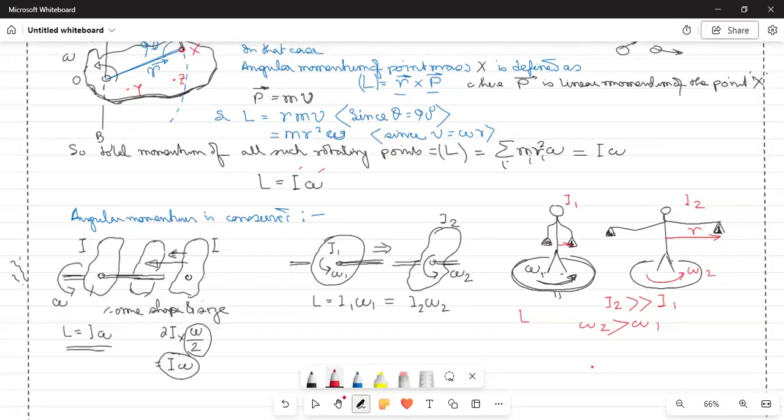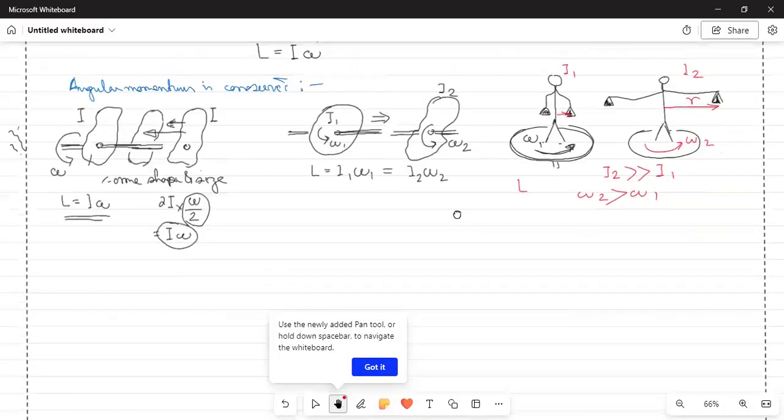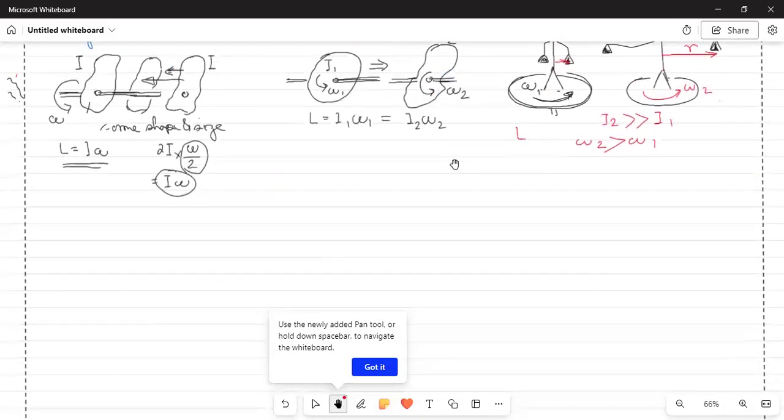We resume the lesson. Only a small part of this rotational motion theory is left out. We shall finish it now. Here, we have learned moment of inertia, and we have learned what angular momentum is and all these things.